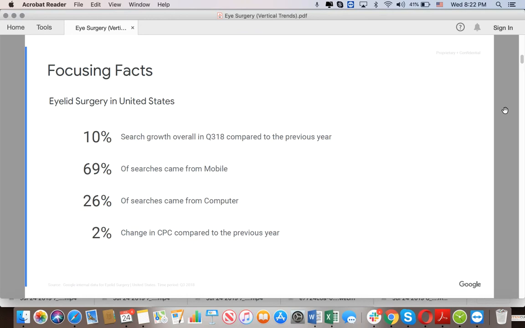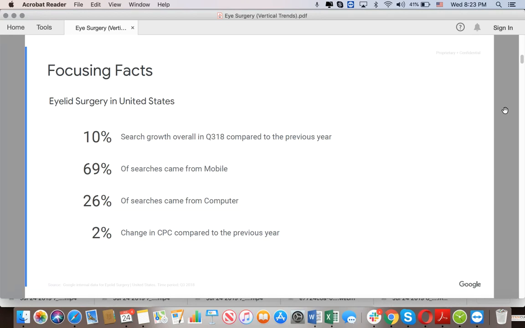Today I will speak about and focus on the facts on eyelid surgery in the United States. So, 10% surge growth overall in the third quarter of 2018 compared to the previous year. 69% of the searches came from mobile and just 26% of the searches came from the computer. So for you guys who are in the LASIK business or in the eye surgery business, you need to put a little bit more money on mobile devices. This is your main source of lead generation, and this is your main source of prospects and patients.